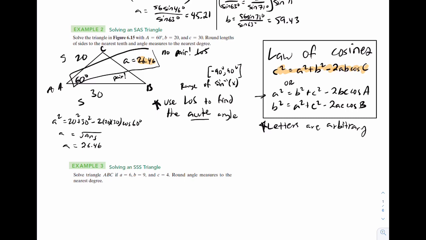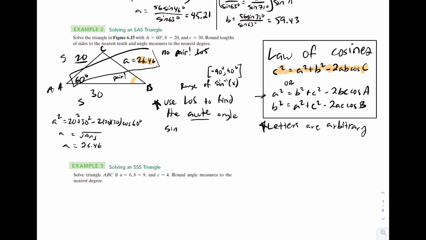So if you look at this triangle, we've got to think about what angle has to be acute. And if you think about that, it has to be this one, B. And that's because 20 is the smallest leg. So therefore, there must be an acute angle that pairs with it. So that's what we're going to do.